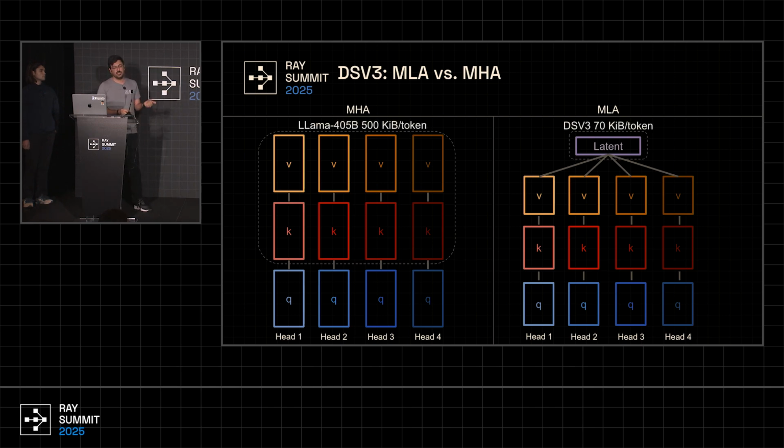To put concrete numbers on it, for DeepSeek V3, the latent is essentially 70 KB per token, whereas for models like Llama 405B, this amounts to almost 7x more per token, which means I have to spend more KV cache size to store any token.